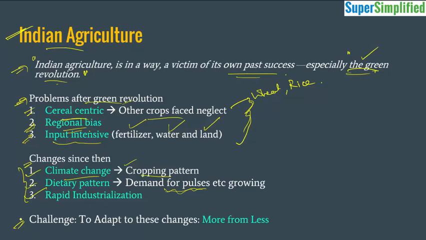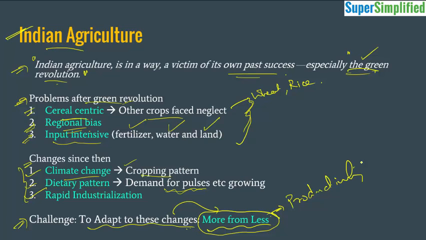And what is the biggest challenge? The challenge is to adapt to these changes, and that too in a way where we achieve more from less. So the central theme of this chapter is more from less, and more from less is basically focused on productivity. So how to increase the productivity, how to reduce the level of input required to produce a certain crop, and how to increase the per hectare yield of that particular crop.